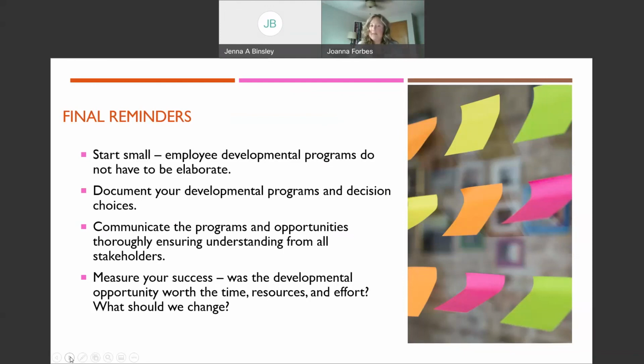Document your decisions for the employees that you chose. Definitely make sure you're communicating the program and the opportunities thoroughly, making sure all the stakeholders understand what page we're on and where we're going with this. And then, of course, again, measure your success. Was the developmental opportunity worth the time, worth the resources, and worth the effort? What should we change if we're going to roll this out again?